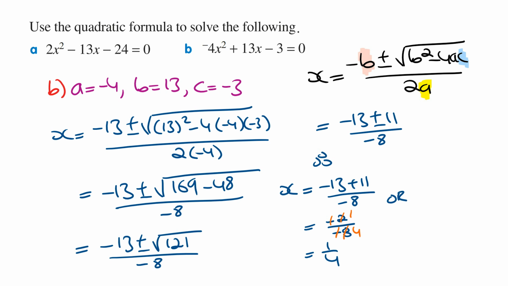The other solution is x equals minus 13 minus 11 divided by minus 8. Minus 13 minus 11 is equal to minus 24, and this is over minus 8, so this becomes positive 3. And so the two solutions for part B are when x is equal to 1 on 4 and when x is equal to 3.